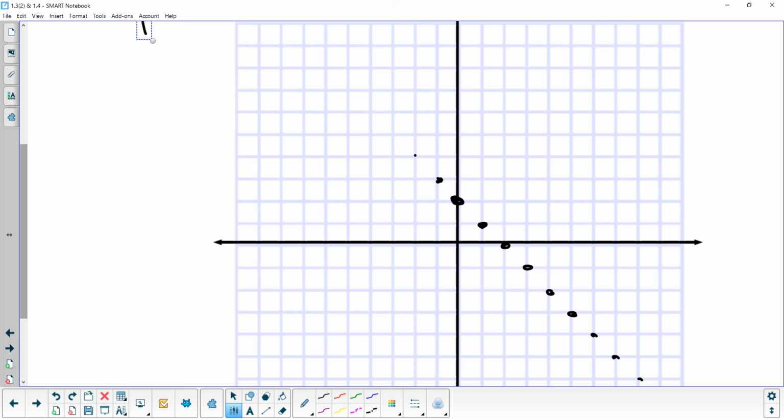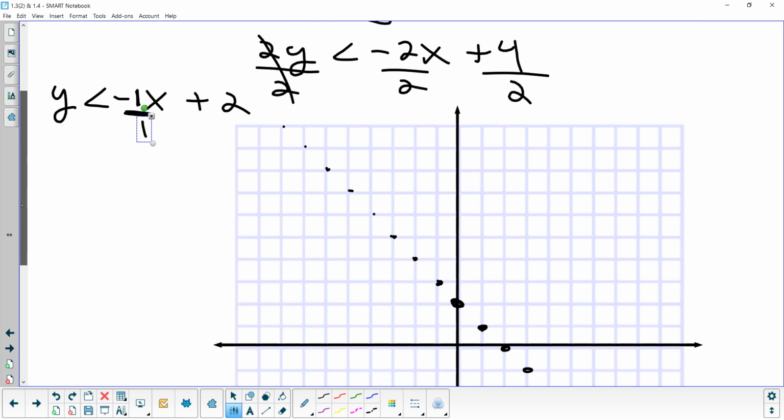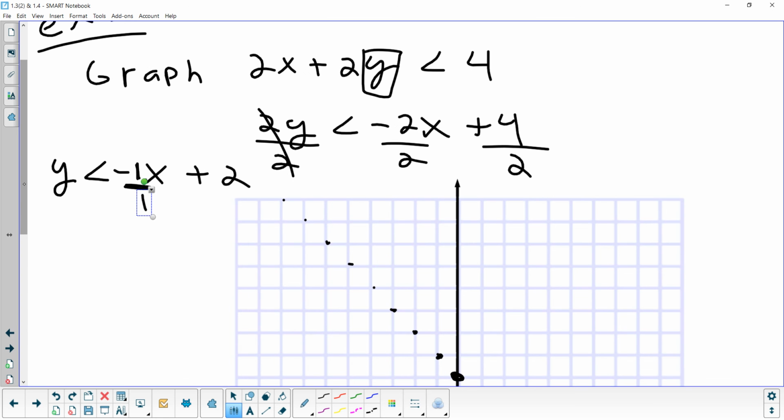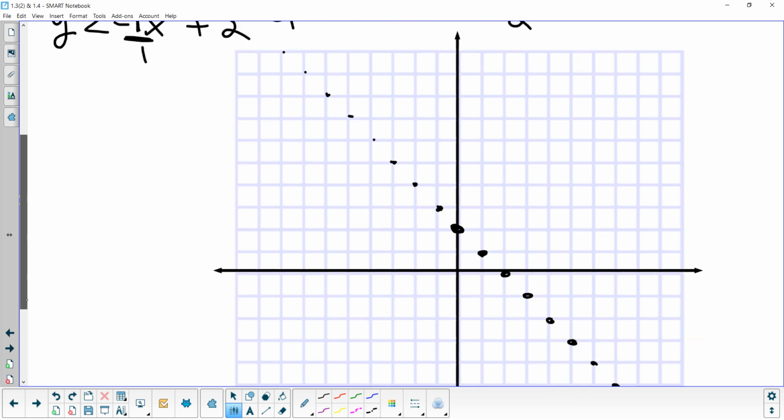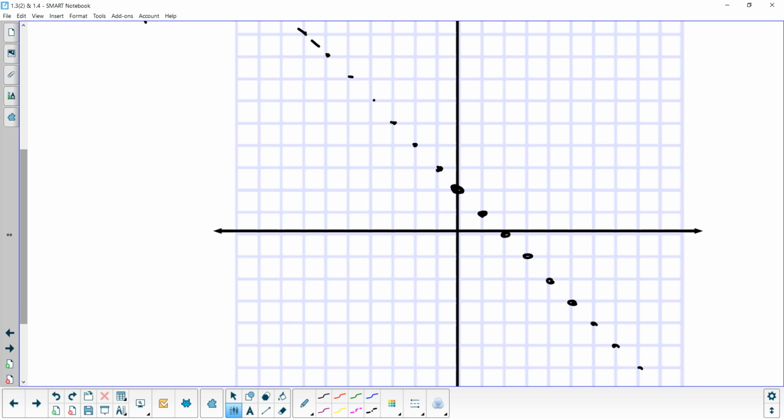I mean, you could go the other way too. However you remember it. You don't need that many points. I'm just showing you the whole thing. Solid line or dotted? Yep, Ethan? Dotted. Dotted, because this is a less than symbol. So I basically already have a dotted line.